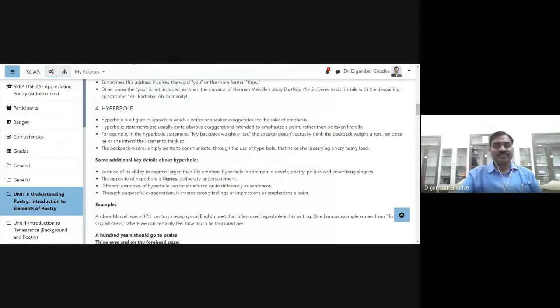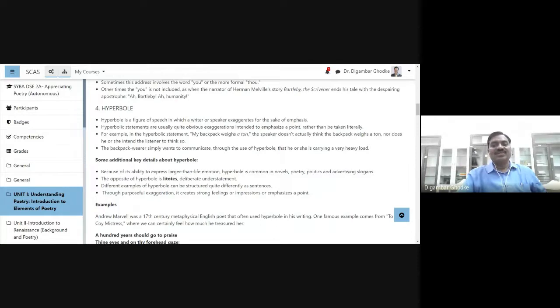For example, when we look at the example, my backpack weighs a ton. Now here we refer to a kind of bag the person is carrying on his back, and he says my backpack weighs a ton. A ton is a kind of weight, you might be knowing, quintal, ton, etc. So he says, I'm carrying a very heavy bag. To say that, he's using my backpack weighs a ton.